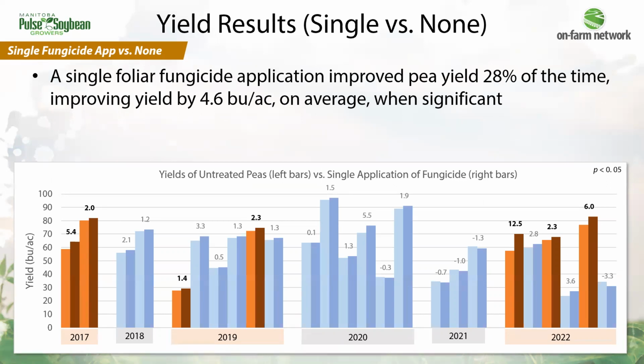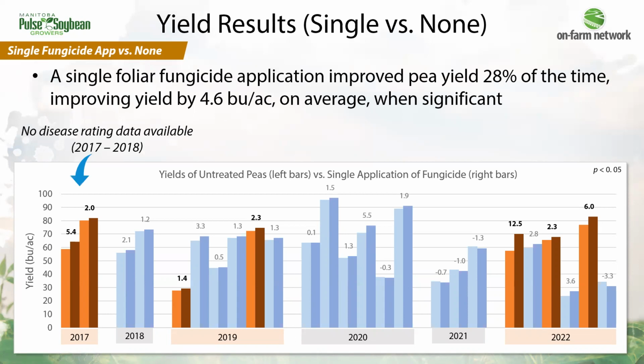A single application of fungicide applied at flowering significantly improved pea yield 28% of the time, on average improving yield by 4.6 bushels per acre when significant. Interestingly, in 2020, when we saw the greatest amount of Mycosphaerella blight in these trials, we don't see that significantly translating to yield here.